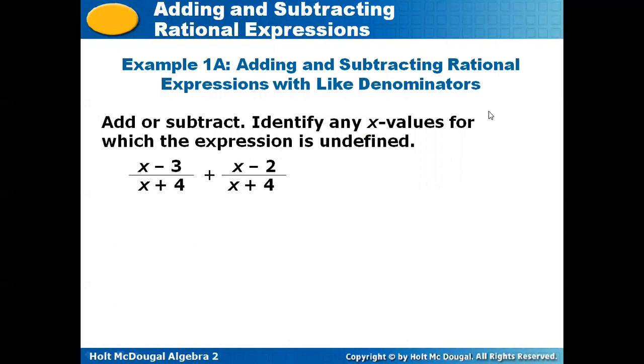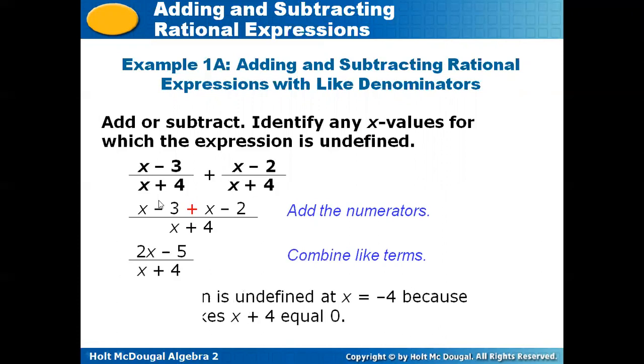Example number 1. Add or subtract. Identify any x values for which the expression is undefined. x minus 3 over x plus 4 plus x minus 2 over x plus 4. As you can see here, our denominators are the same, so what we're going to do is add the numerators. You will have x minus 3 plus x minus 2 over the denominator, that is x plus 4.